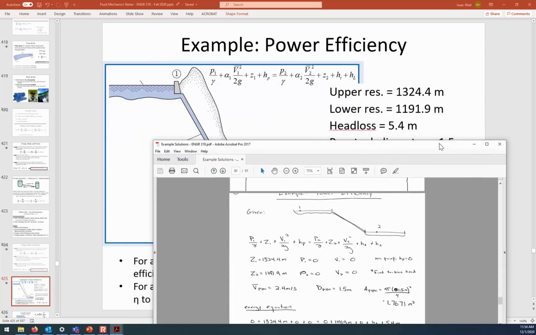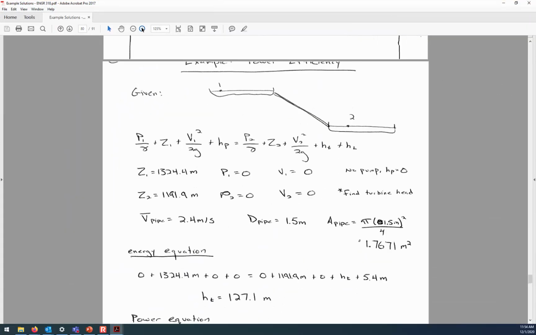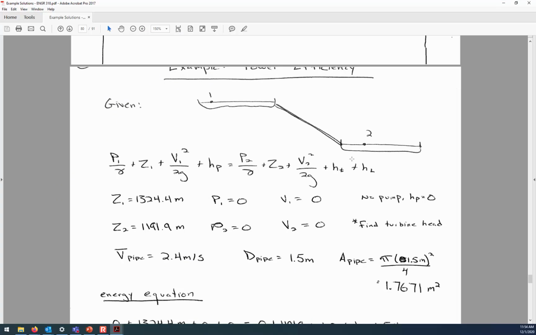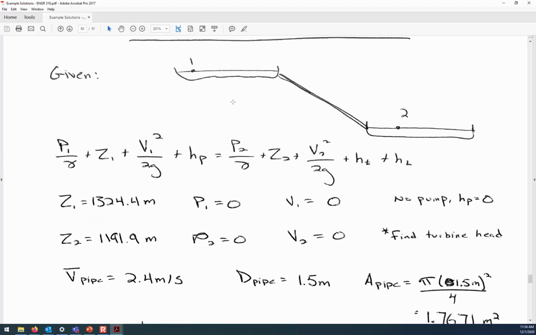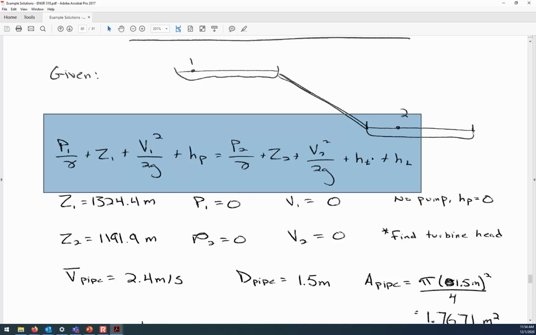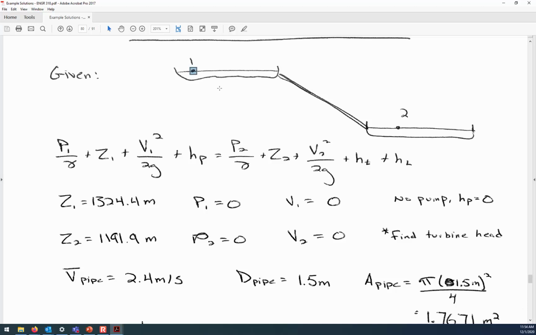Okay, so we have this elevated reservoir and water is flowing through a pipe to the lower reservoir, and with the energy equation what we're trying to do is determine the turbine head that can be extracted. So here is the full version of the energy equation, and what we know is that since we're working from the reservoir on the left at the surface of the water, it has no pressure and no velocity, and the same thing is true at location 2, then both the pressure head term and the velocity head term on the left and on the right cancel out to 0.